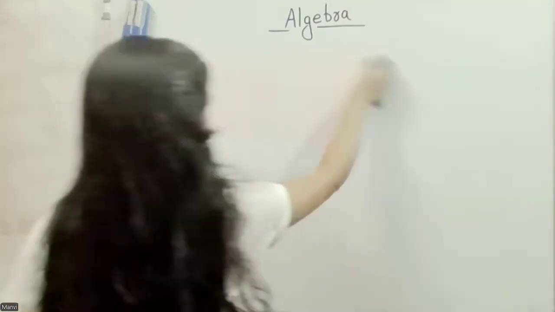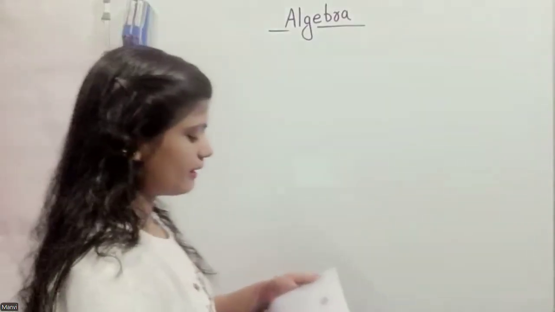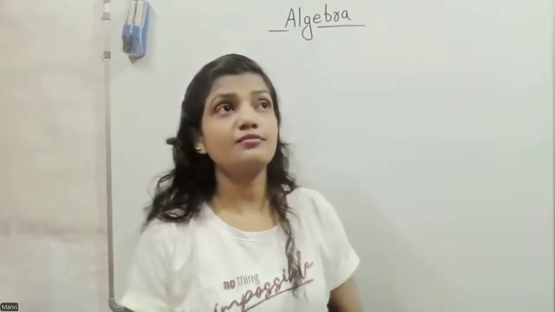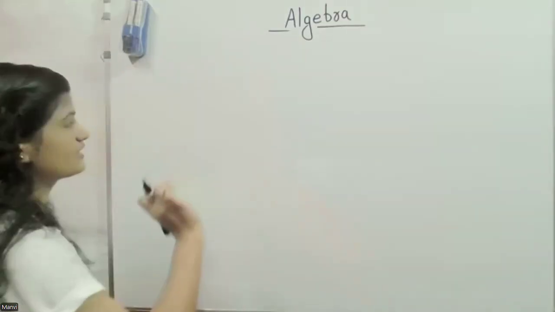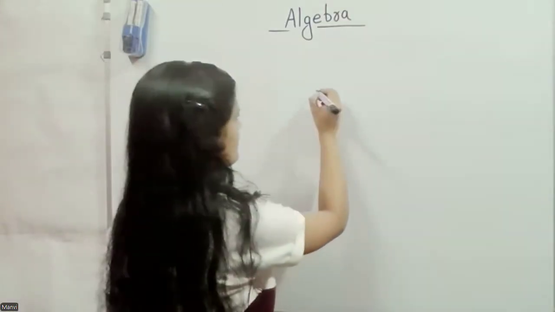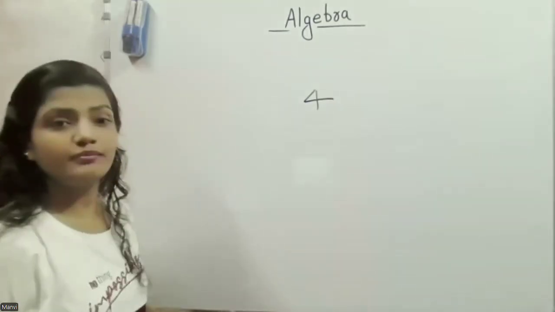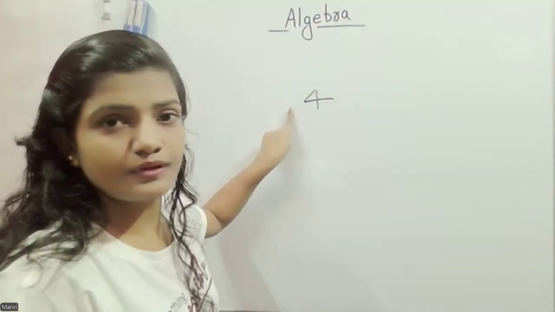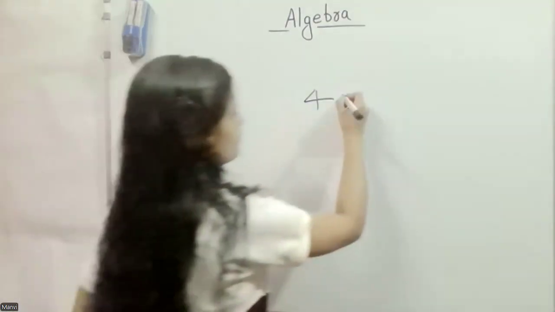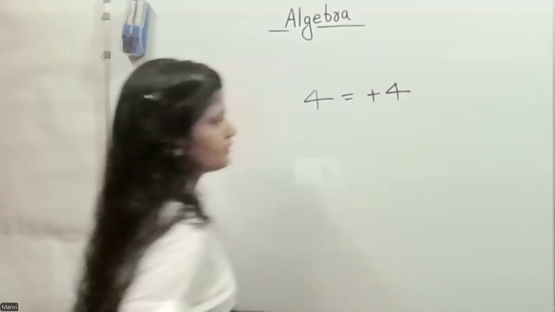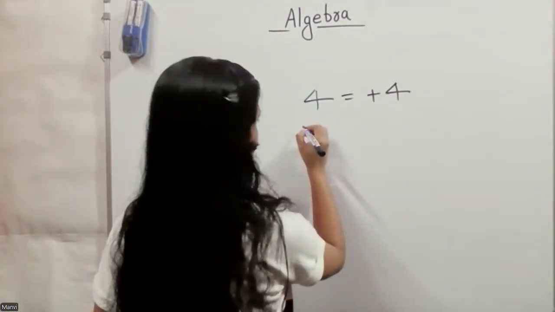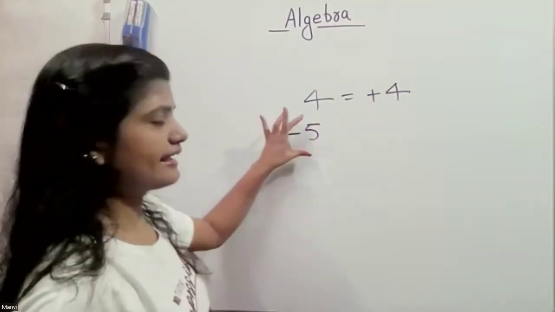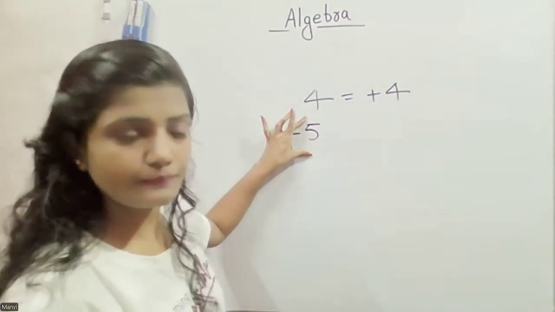But before we go further, first we need to know about some positive and negative values. There are some rules of writing positive and negative values. For example, if I just write 4, what does it mean? It means it has a plus sign in front of it. So this 4 equals plus 4. And if I have this 5 with a negative sign, this is the negative value of 5.